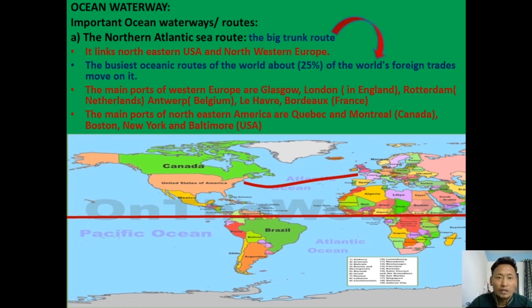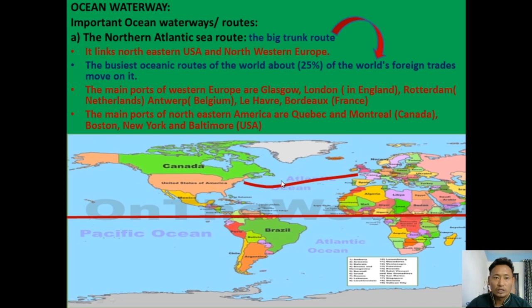Why? Because it is the busiest oceanic route of the world. About 25% of the world's international trade moves on this route. That means out of 100, 25% of international trade is moving through this sea route. A maximum number of ships move from one place to another along this route. Because of that, this is the Big Trunk Route, or the busiest sea route in the world.